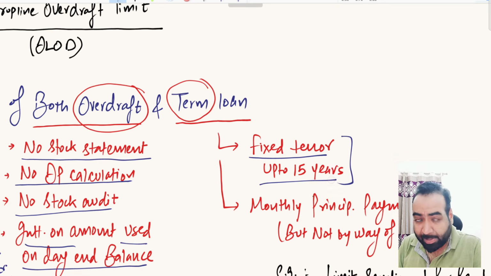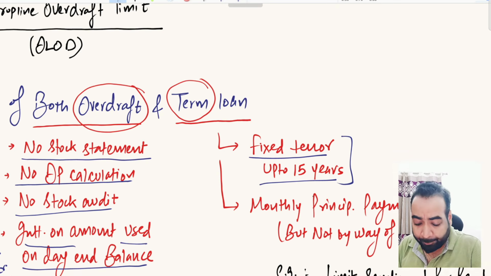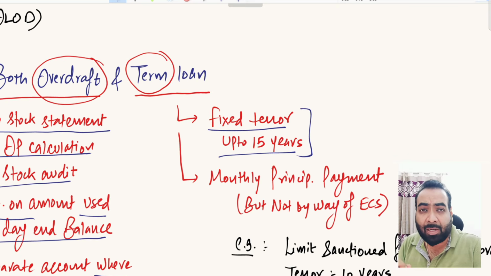So up to 15 years, you can get the drop line overdraft facility, which makes it basically a long-term loan type facility. So unlike overdraft and cash credit where you only pay the monthly interest, in a drop line overdraft account you will have to pay the monthly interest as well as the monthly principal amount. Since the total tenure is fixed, you have to pay off a monthly amount of principal in this limit as well.